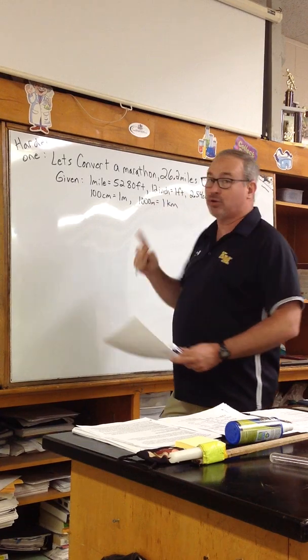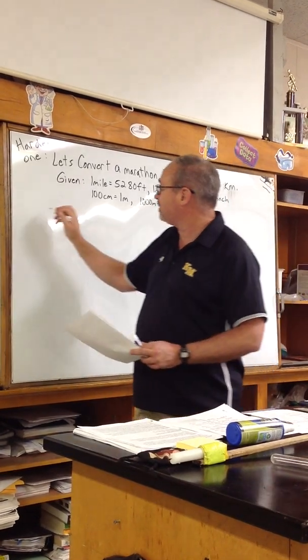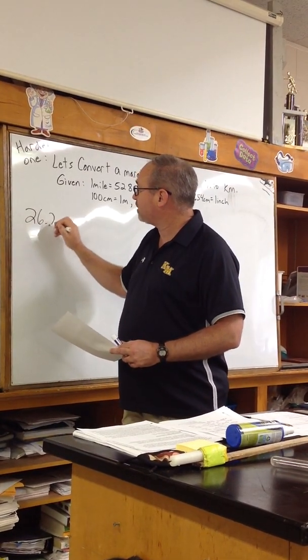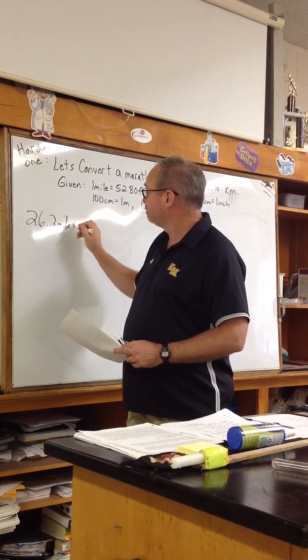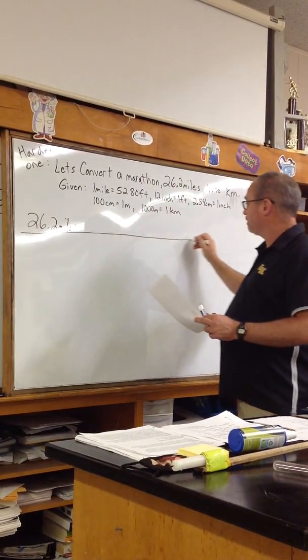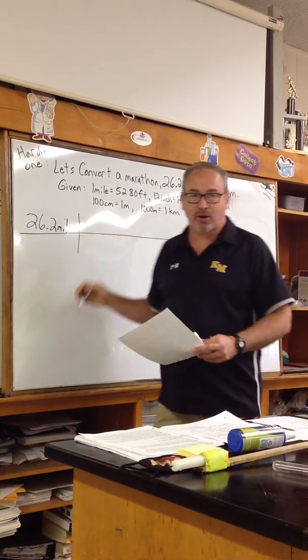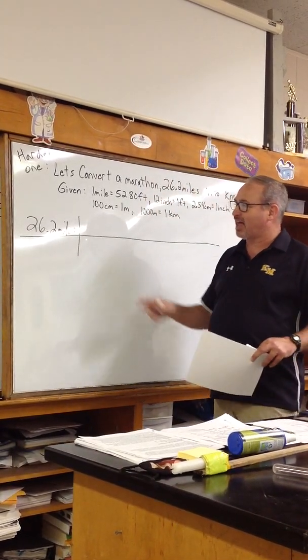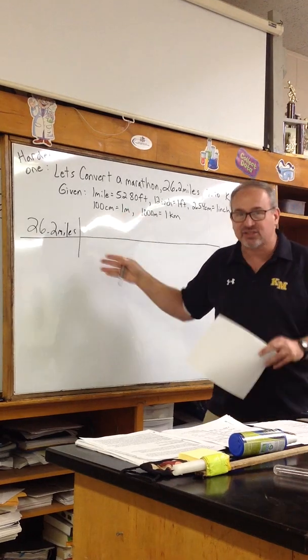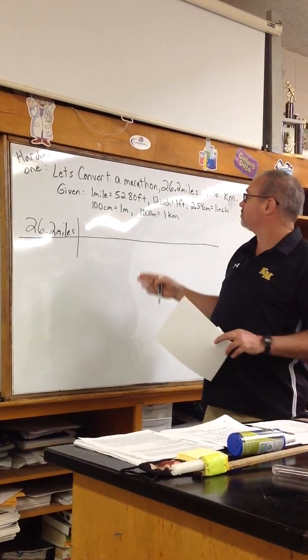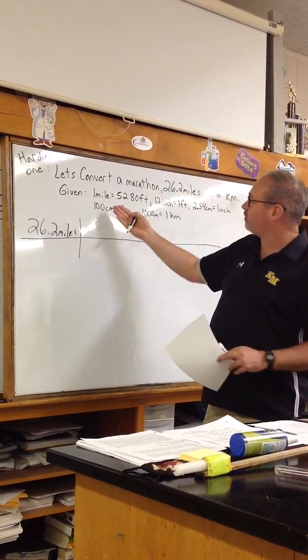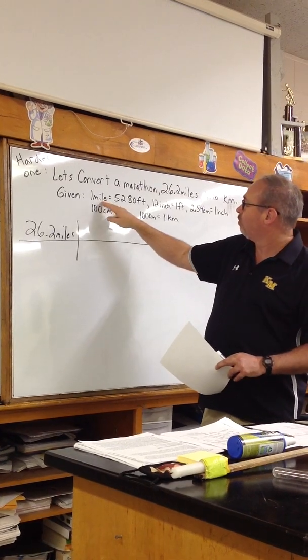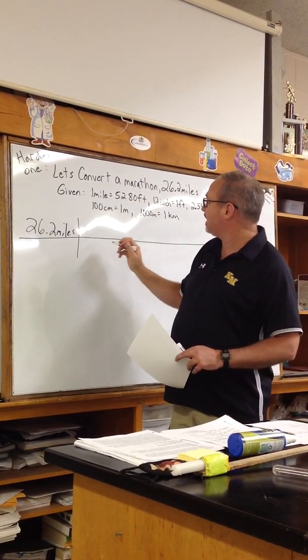So let's go ahead and do the first step. Go with what you're given. 26.2 miles. There's your start. My students always know it's a long problem when I draw a long line. So here we go. We got a long line. We're at miles. What has to go on the bottom? Miles. What do you see up here in the conversion units about miles? 1 mile is 5,280 feet.